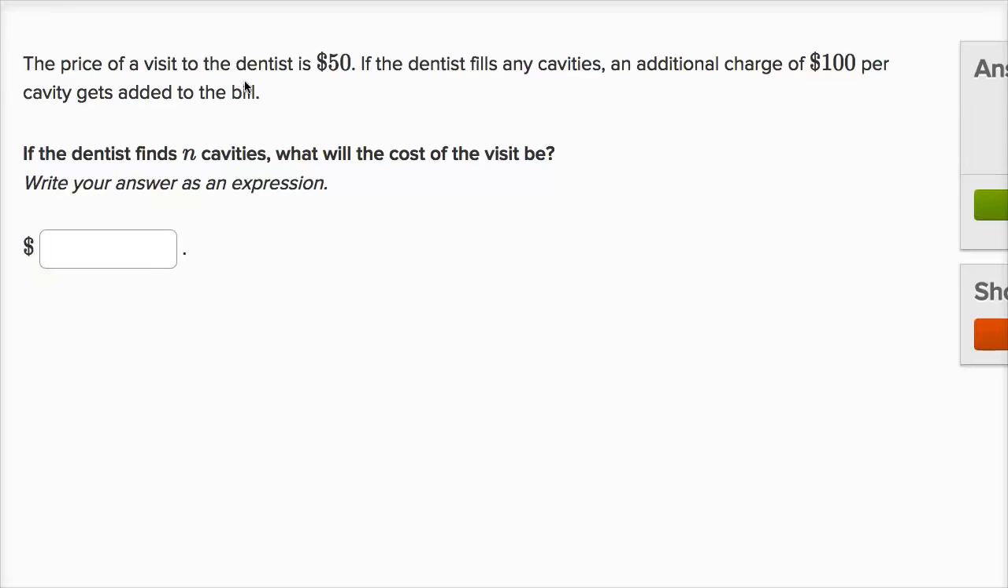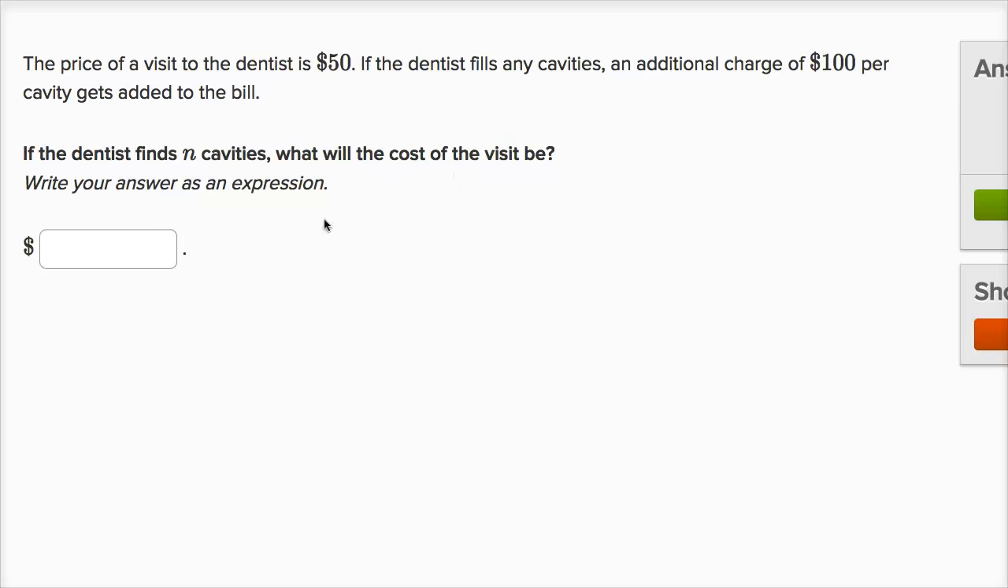The price of a visit to the dentist is $50. If the dentist fills any cavities, an additional charge of $100 per cavity gets added to the bill. If the dentist finds n cavities, what will the cost of the visit be? Write your answer as an expression.